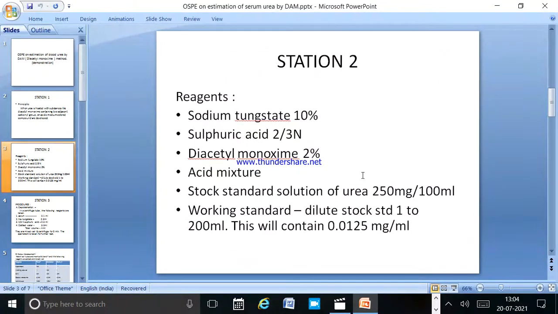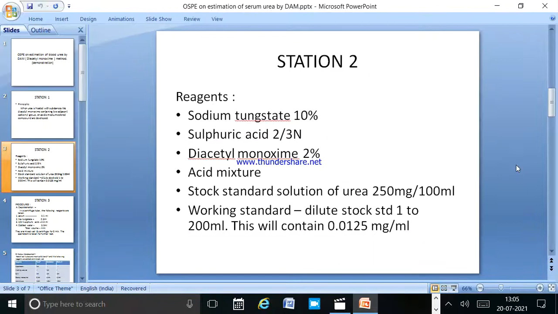In station 2, you may be asked to write down a missing reagent in a list of reagents. Here I am writing all the reagents, but suppose the third reagent may not be given. They are sodium tungstate, 10% sodium tungstate, sulfuric acid 2/3 normal, diacetyl monoxide 2%, and an acid mixture of phosphoric acid and concentrated sulfuric acid.